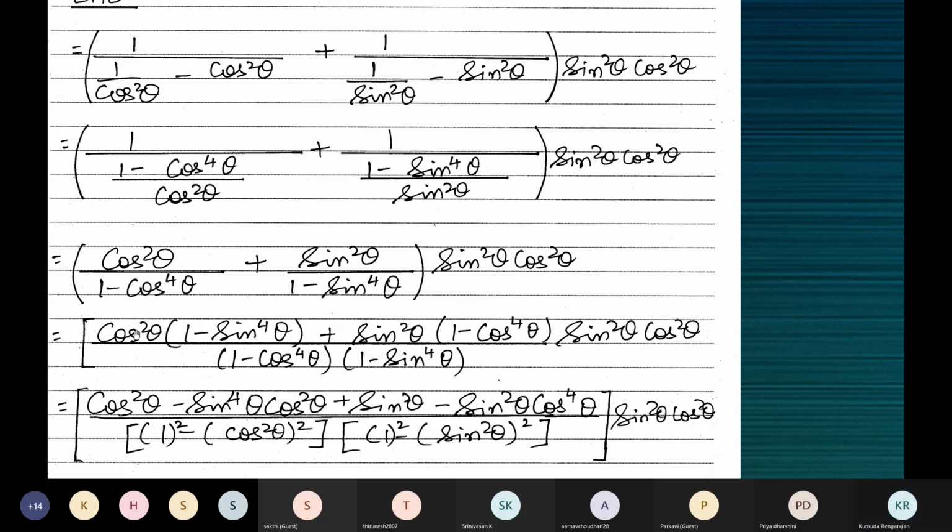So cos square theta into 1 is cos square theta, into minus sin theta to the power 4 gives minus sin theta to the power 4 cos square theta. Plus sin square theta into 1 is plus sin square theta. Plus into minus gives minus sin square theta cos theta to the power 4. Divided by, we write this as a square minus b square, x square minus y square, and then the sin square theta cos square theta as it is.